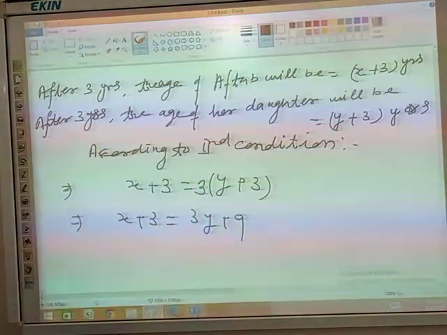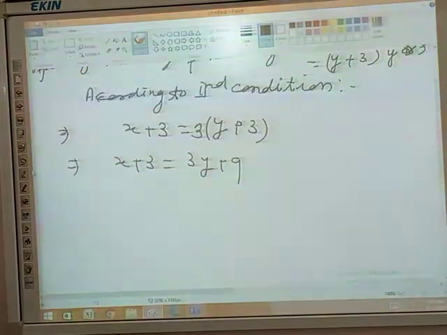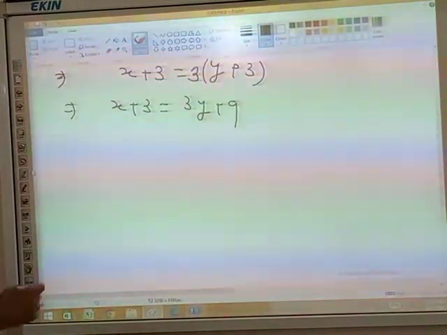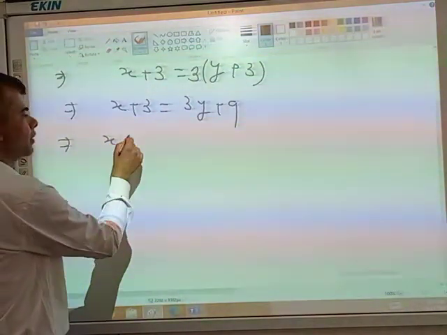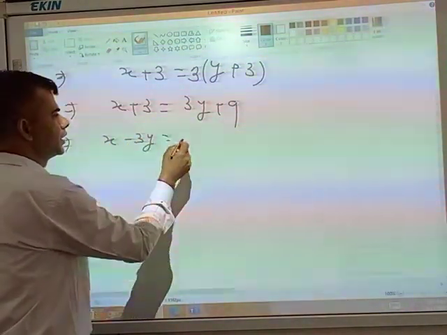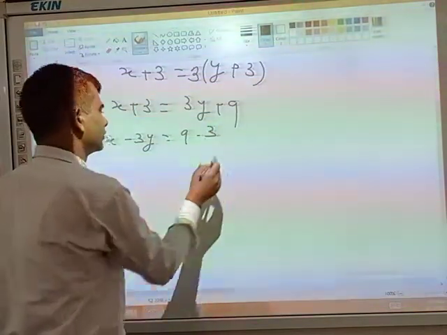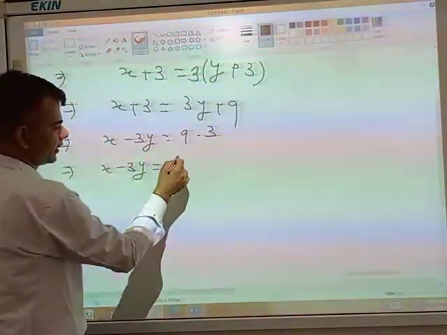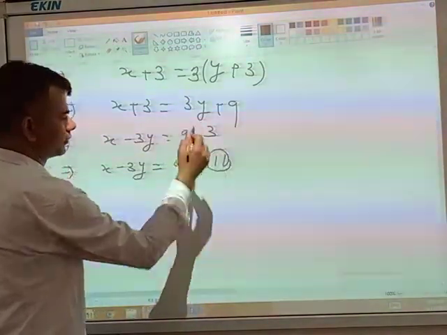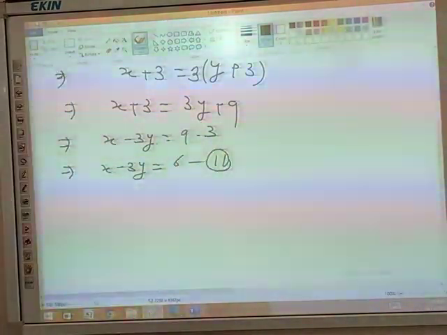Students, any doubt, any problems? No, sir. Okay students. Now students, x minus 3y equals 9 minus 3. x minus 3y is 6, equation second. Please note it down.